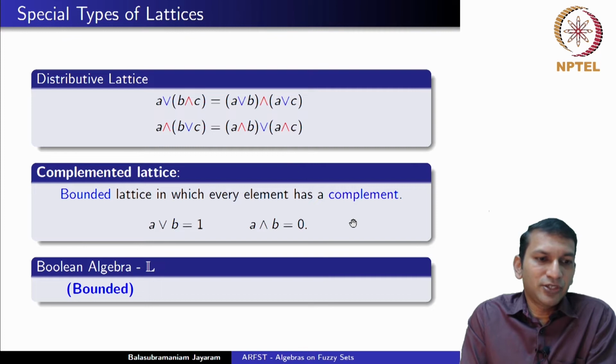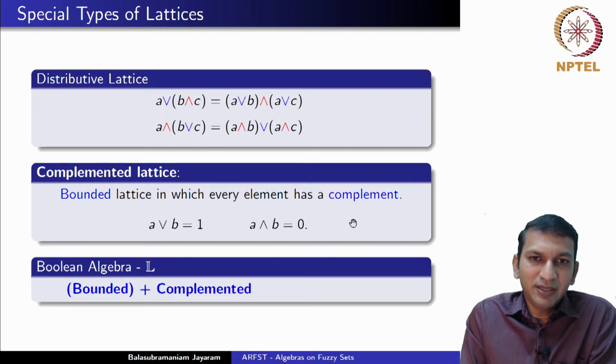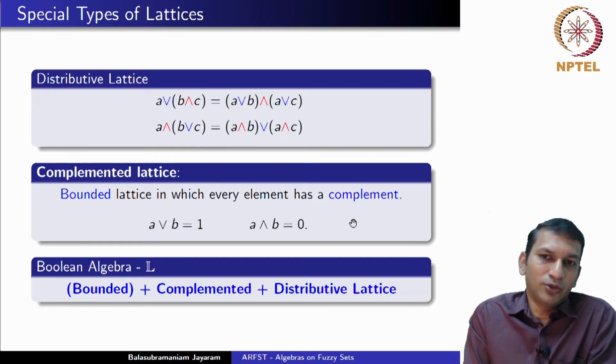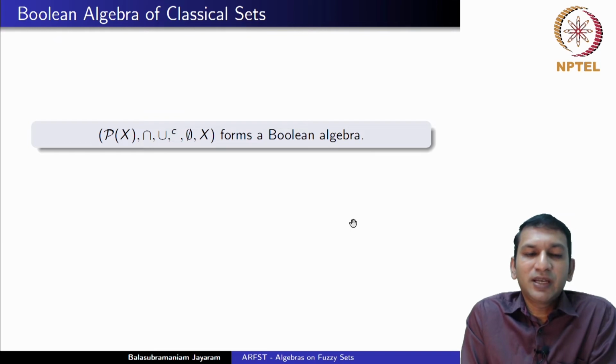Finally, in the last lecture, we have seen what a Boolean algebra is. It's a complemented distributive lattice. Note that complemented lattice means we already have a bounded lattice underneath. Now, if you consider a non-empty set X and the set of all subsets of X, the classical subsets of X, along with its usual intersection, union and complementation operations, with the empty set and the set itself acting as its lower and upper bounds, we know that it forms a Boolean algebra.